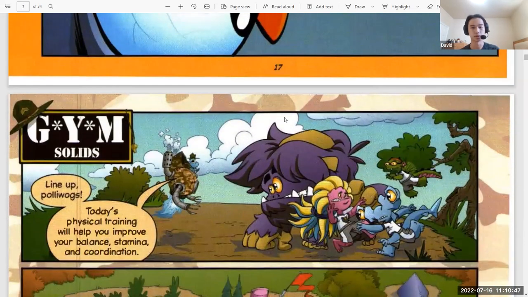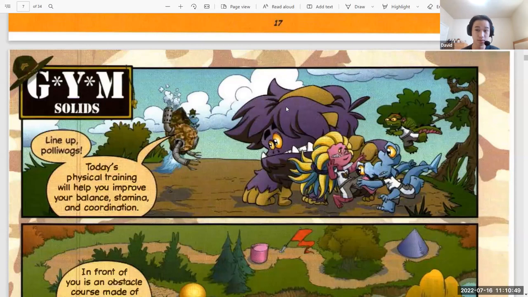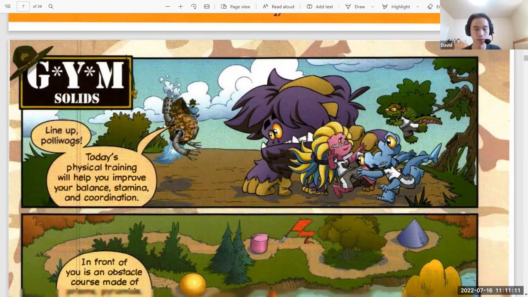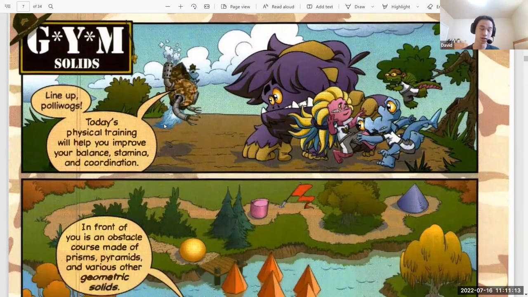Right. So this is sort of the next section. You can see the theme kind of changes in the book. Now we have our monster friends here at sort of an army camp or something, gym solids. So we're going to be talking about certain three-dimensional shapes now. And this is a lot of vocabulary to keep up with. So maybe what I recommend is, as you're reading these for your notes, usually you want to take bullet points on a sheet of paper of what you think might be important.